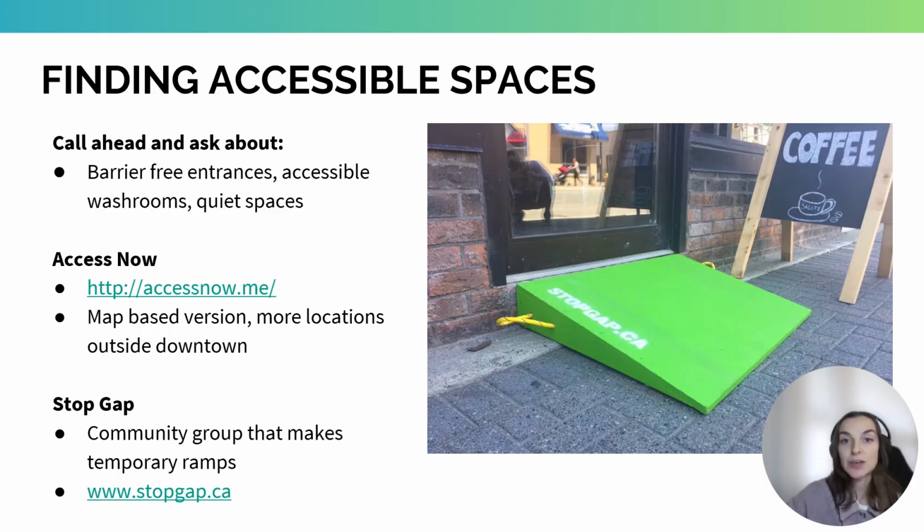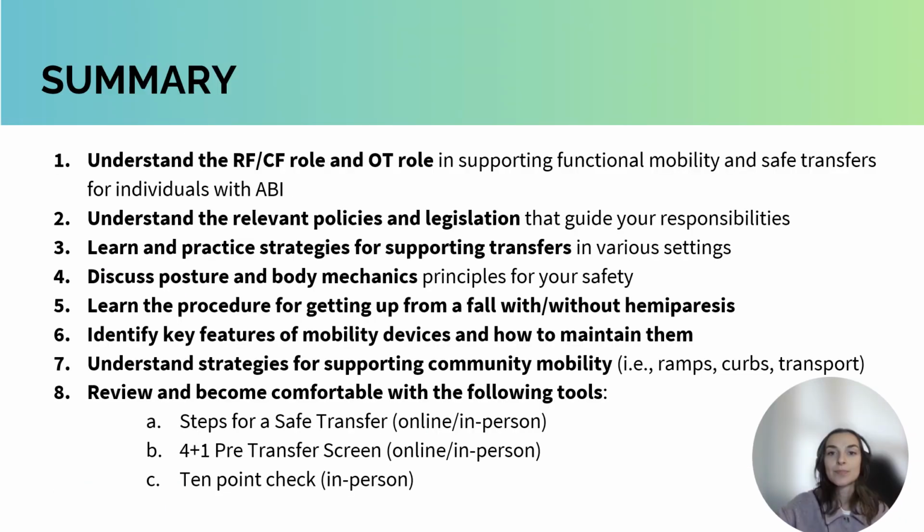As we mentioned earlier, not only can factors related to brain injury impact a client's functional mobility, but the environments around us and how accessible and supportive they are impactful as well. And so if you're supporting clients to go out into the community, some things you can do are call ahead and ask about barrier-free entrances, accessible washrooms, and quiet spaces. There are also a number of websites online that provide crowdsourced information about these aspects of locations, and you can also go on Google Maps and look for updated images as well.